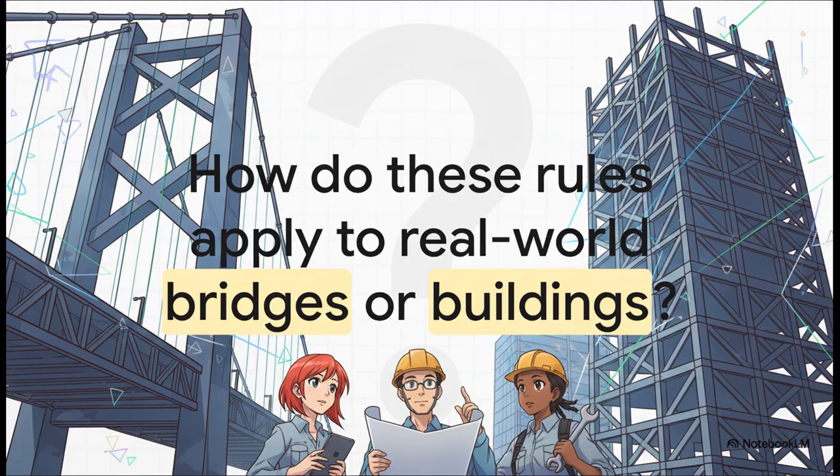And that leaves us with one last thought. You see triangles absolutely everywhere in the real world, in bridges, in buildings, in cranes. Now that you have this toolkit, how do you think engineers use these exact same rules about sides and angles to build structures that are strong enough to hold up our world? It's something to think about.